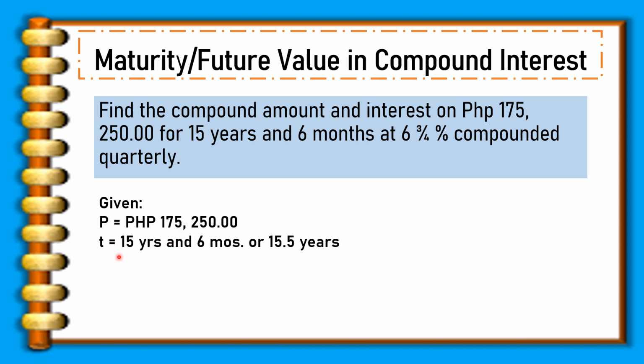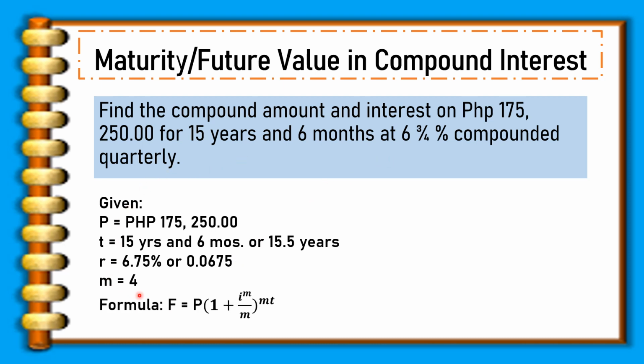175,250 pesos, time for 15 years and 6 months or 15.5 years. Rate at 6 and 3/4%, so it is 6.75% or 0.0675. And then from the word quarterly, the value of m equals 4. The formula to be used is F equals P quantity 1 plus i raised to m over m raised to mt. So this is the formula for the future value or the compound amount.